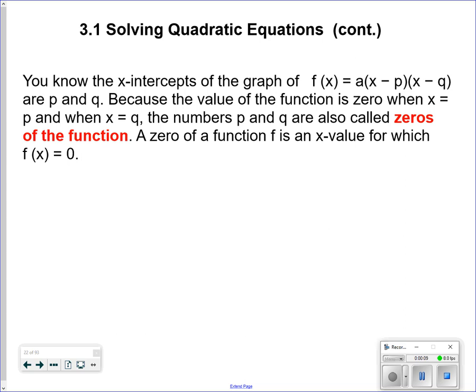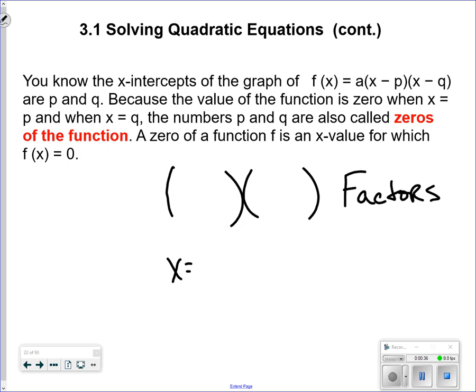So we know that the x-intercepts of a graph would be the p and q, because the value of the function is 0 when x equals p and when x equals q. And so the p and the q value is known as the zeros of the function. So I want to talk a little bit about this. When you factor something, you have the factors of the function. So this is referred to as factors. When you solve something, that's when you get the solutions, when you get x equals. And then the actual number of the solution is referred to as the zeros.